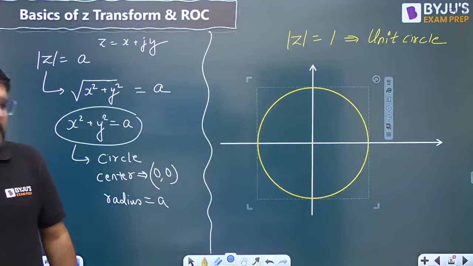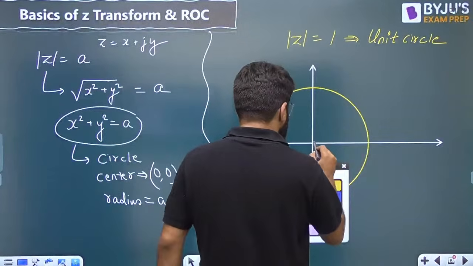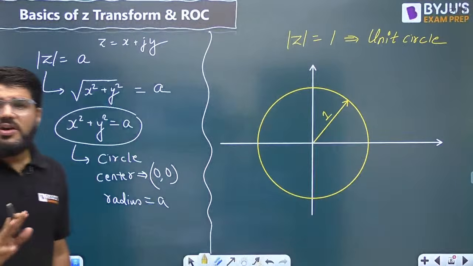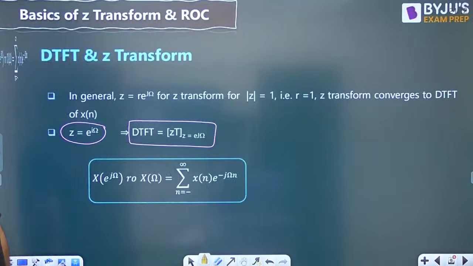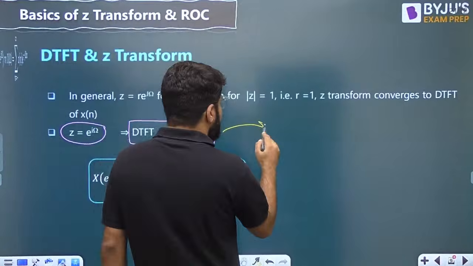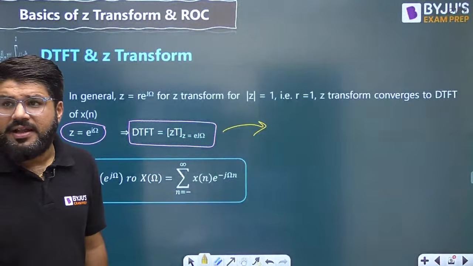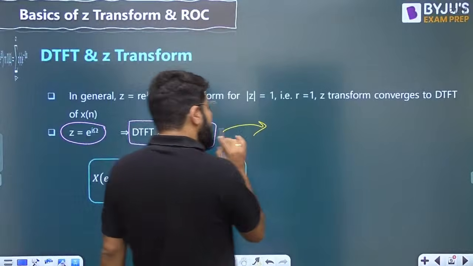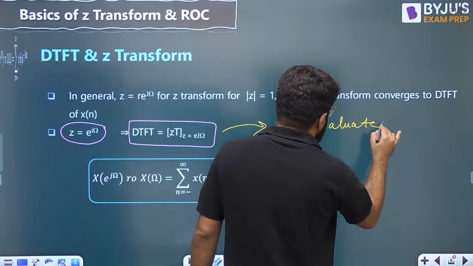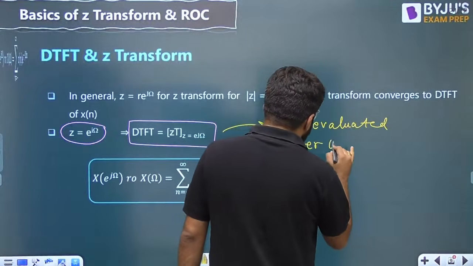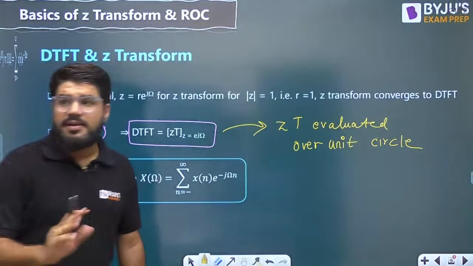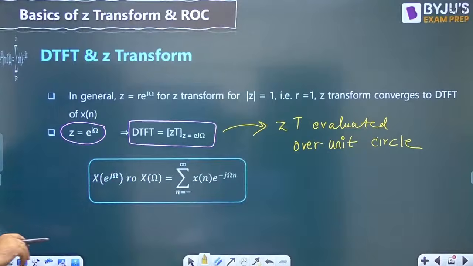So mod Z equal to 1 will primarily represent a unit circle having the radius equal to 1. Just keep these things noted, okay? What I can now say is, the Z transform evaluated over the unit circle is the DTFT, which we are going to speak about in a different lecture. Keep this on hold. We will come back to this.